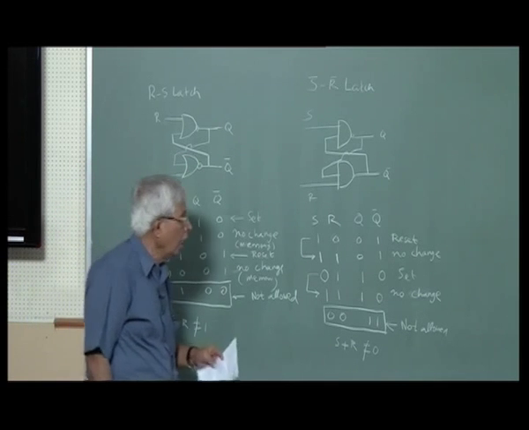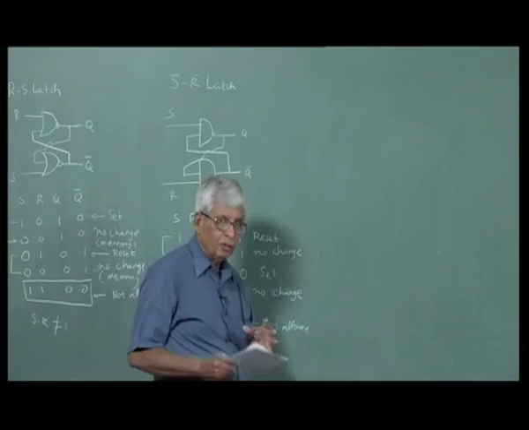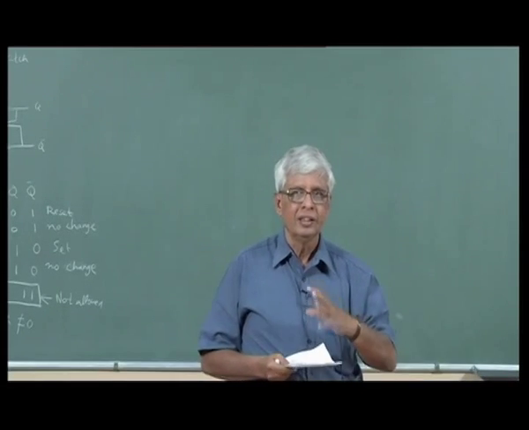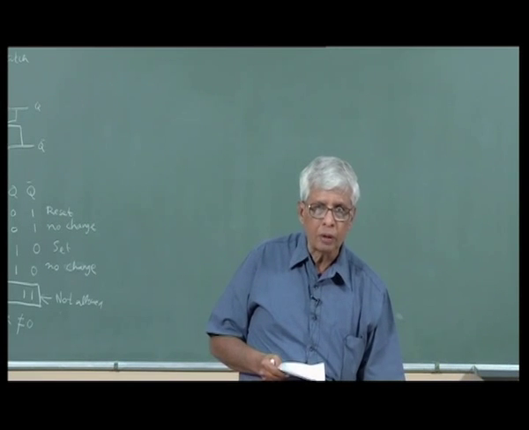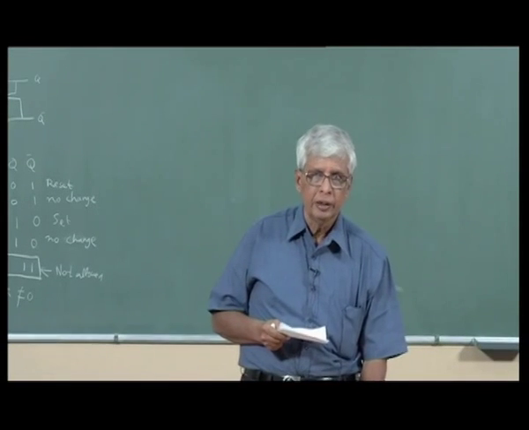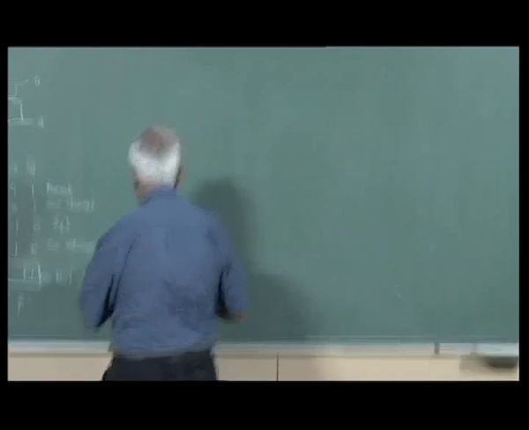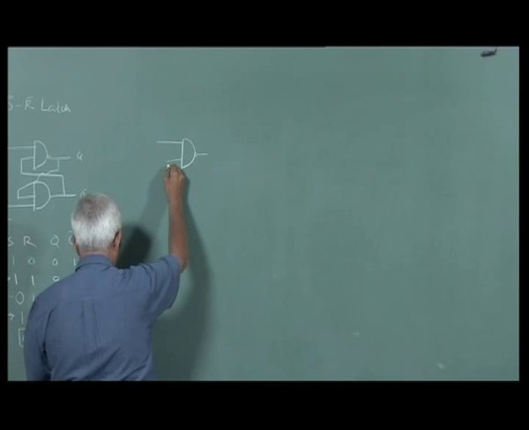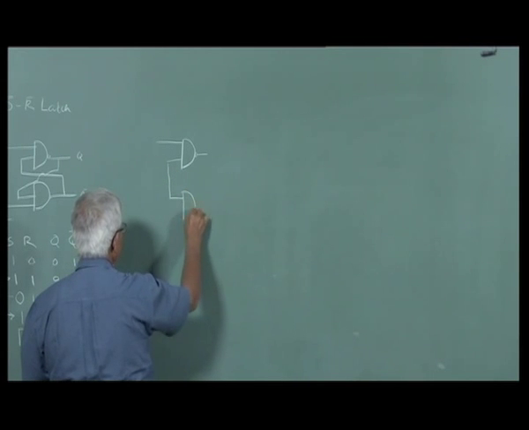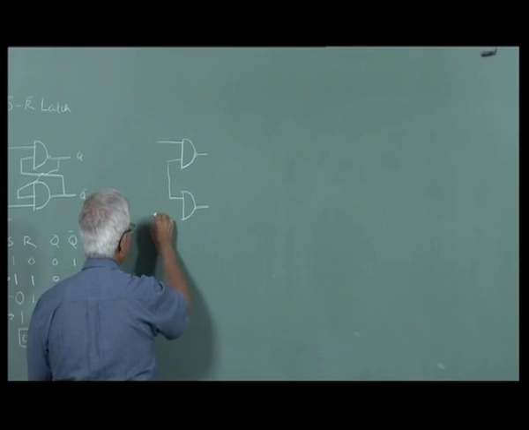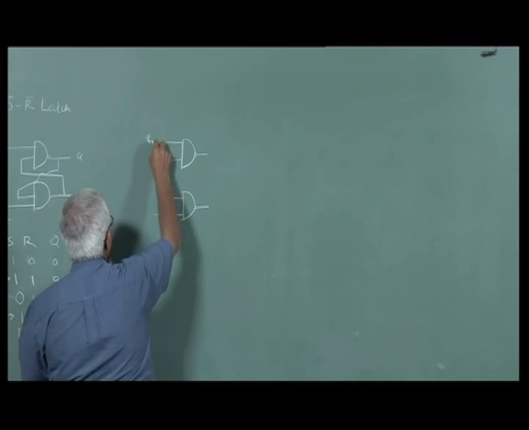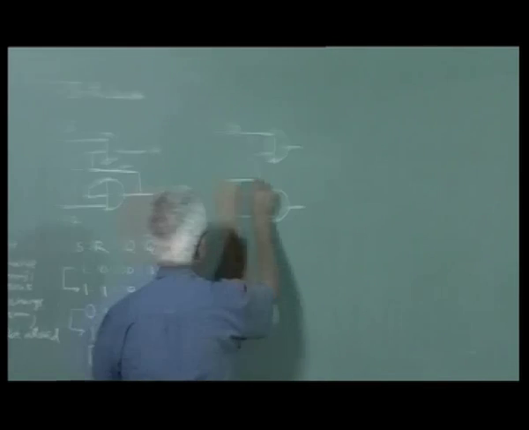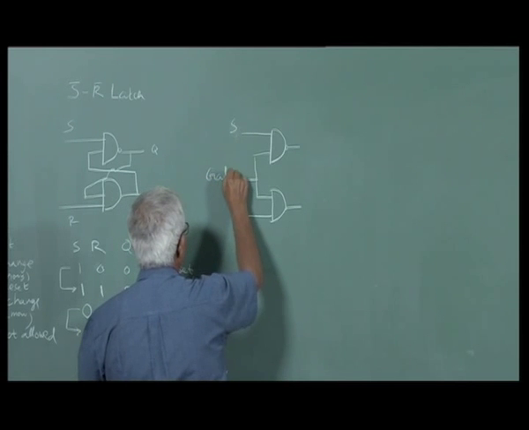Now, we don't like this at all because we don't want any stray input, unintentional changes in S and R. When it is not intended, it can still change the output. So we would like to make sure that only when it is intended, the output should change. For that, we need an extra signal called gate signal. I put two extra NAND gates in the input. And a signal called gate, also called a clock.